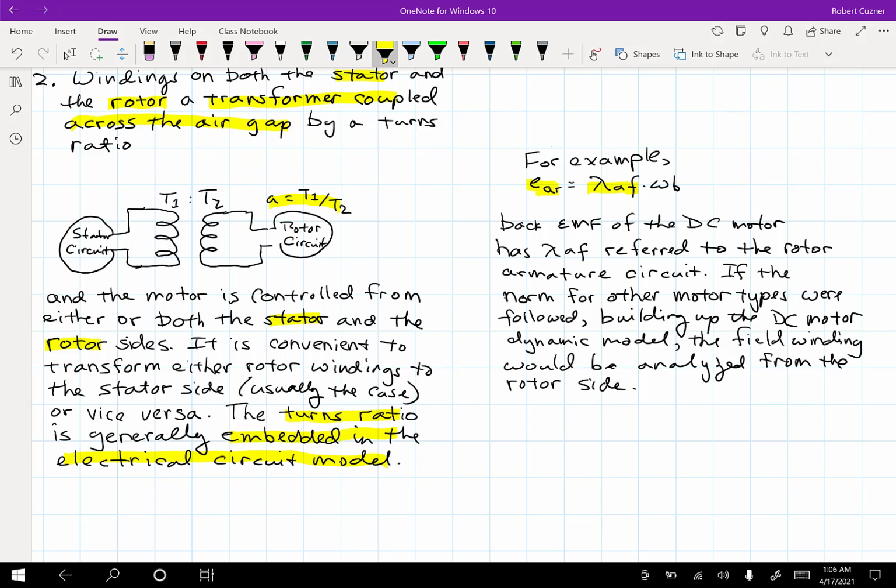And as we build up a dynamic model, if we were going to follow the norm for other motor models, for the DC motor model, we would take the field winding and we would analyze it from the rotor side. So even if we wanted to analyze the field winding from the stator side or from the field winding side, we would probably just transform everything over to the rotor side. So all of the equations representing the motor are referred to one side, to the rotor or the stator.